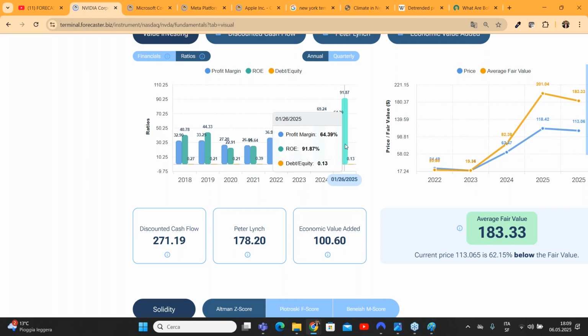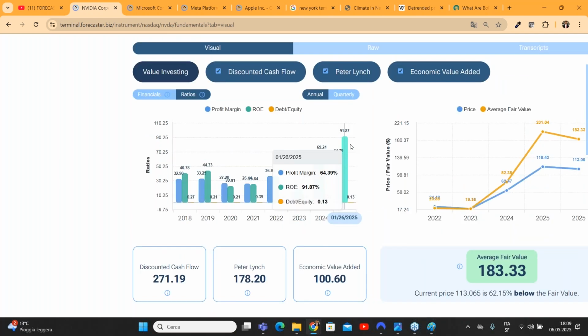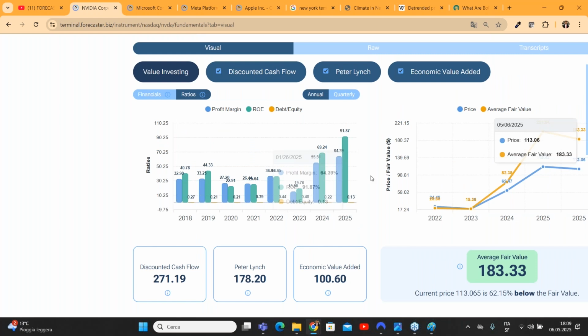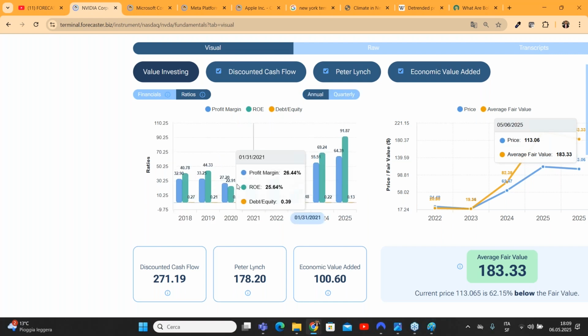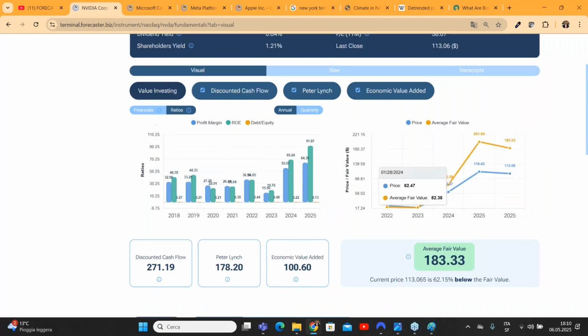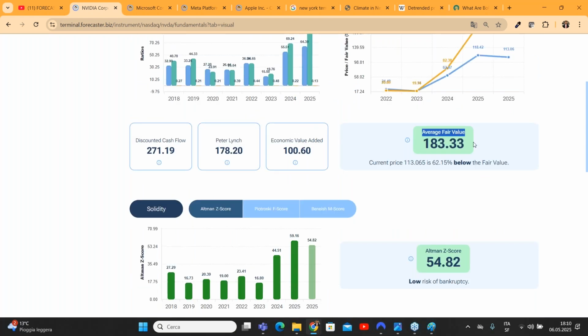Of course, we have many years, and we also have the quarterly, because it's very important not only to watch a single year, but to watch the trend of the ratios. We have to watch both the trend of financials and ratios in order to understand the trend of the results, and this is very important. Thanks to the trend of the results, we can calculate the fair value, which in the case of Forecaster is an average of 3 different approaches.